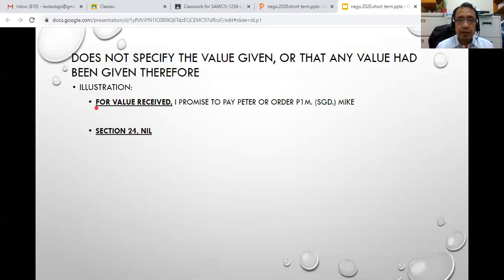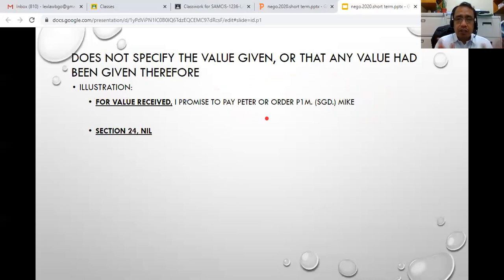Prima facie. There is a disputable or rebuttable presumption that every instrument has been issued for a valuable consideration. That even if the phrase "for value received" has been removed or omitted, there is a presumption that Mike has received valuable consideration from Peter. That's the reason why he is giving a promise to pay Peter or the order of Peter the amount of 1 million pesos. And you might be wondering, ano ba yung value na pinag-uusapan natin dyan?